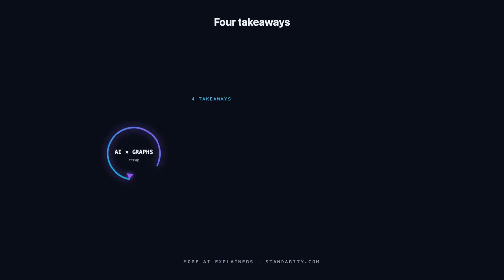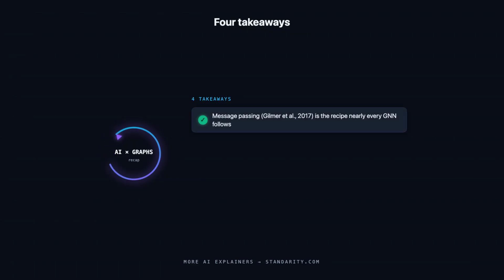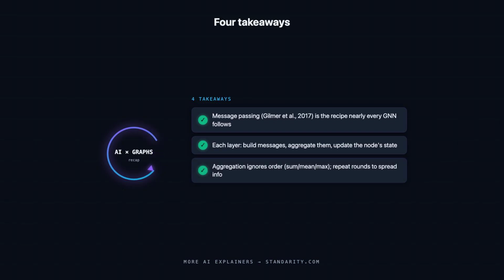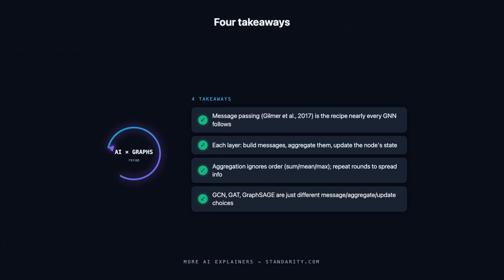Alright, let's lock in the takeaways worth keeping. Message passing, formalized by Gilmer and colleagues in 2017, is the general recipe almost every graph neural network follows. Every layer runs three steps. Each node builds messages for its neighbors, aggregates the messages it receives, and updates its own state. Aggregation must ignore order, so it uses a sum, mean, or max, and repeating the loop for several rounds spreads information across the graph. GCN, GAT, and GraphSAGE are just different choices of the message, aggregate, and update functions, which is a genuinely liberating thing to realize.